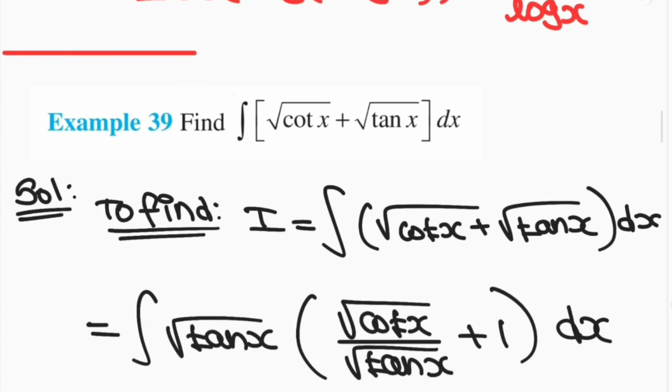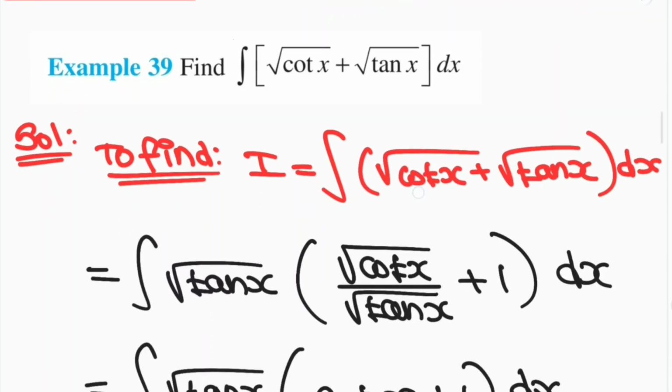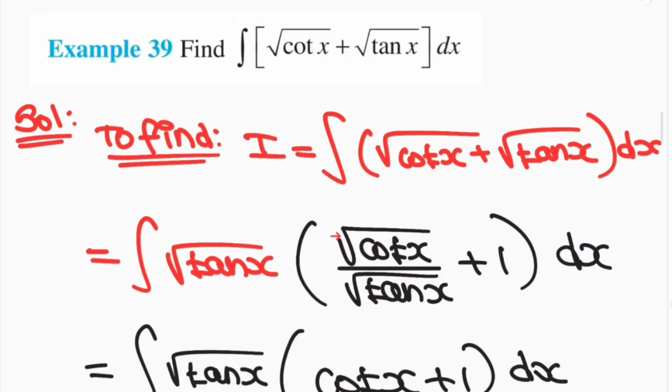That's all for this example 38. Then let's see what example 39 is: find the integral of this. Again it's a simple question. To find I equal to integral of root of cot x plus root of tan x of dx. Okay, so I am taking root of tan x outside.